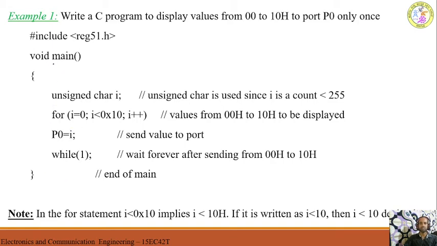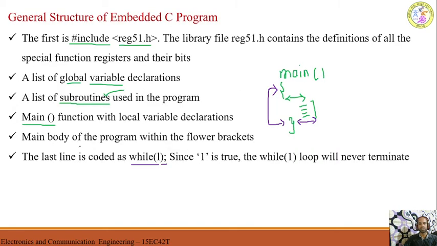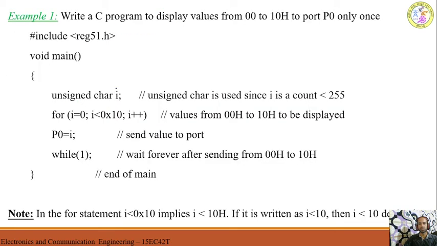Usually the calling function for the main function is the operating system. After the execution of this program, it will not return anything into the operating system. And then we have the main body of the program. Before that, we need to declare some local variables. You can observe this is the local variable unsigned char i.